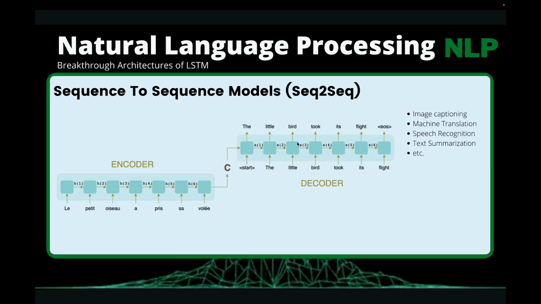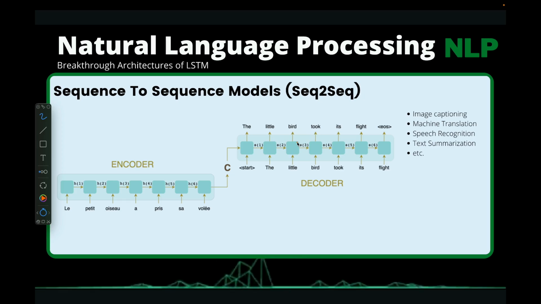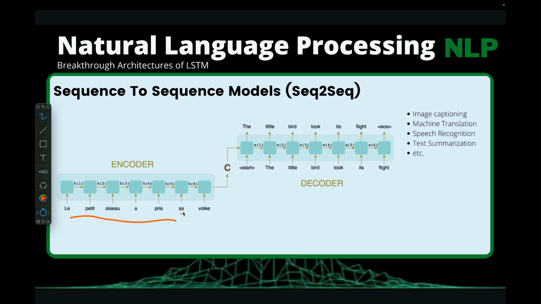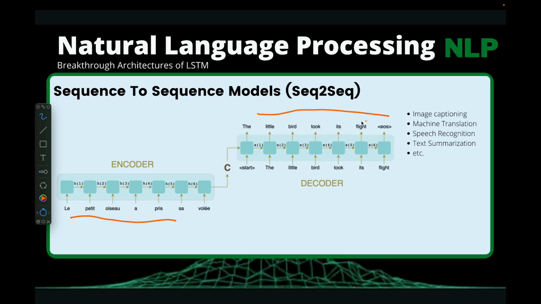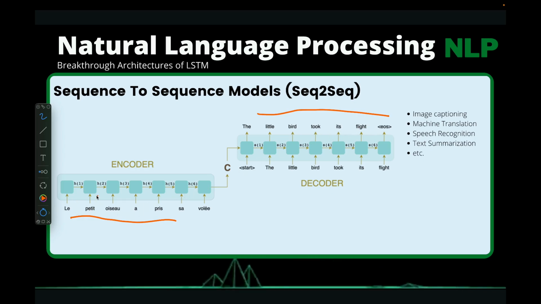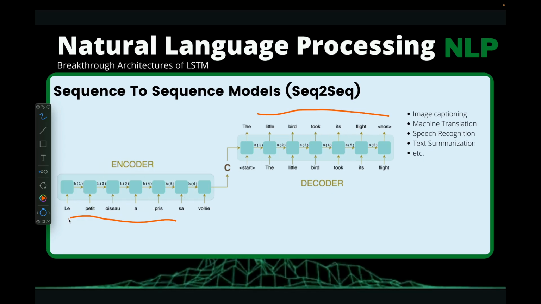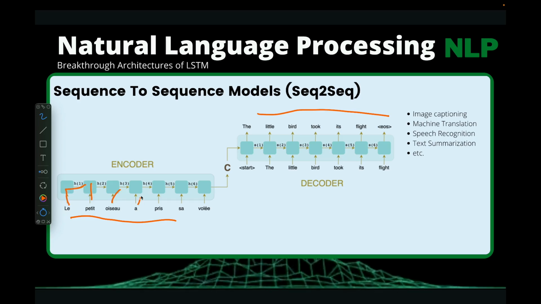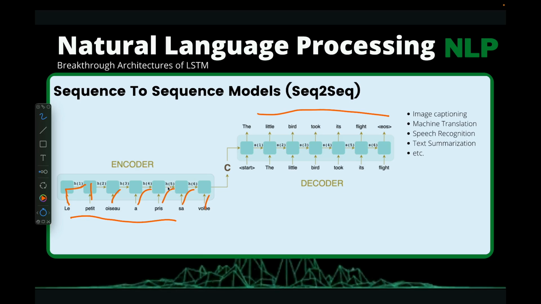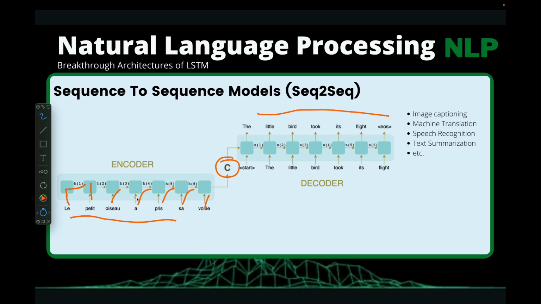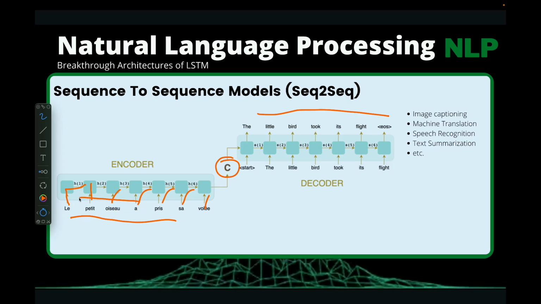This is another way to look at it. For instance, if you want to translate from French to English, "the little bird took its flight" is the French version of that. In the encoder, this is what you are encoding in, and once you reach the end, you're going to have your vector. That is the context vector, after you've gotten the context of whatever you want to say.